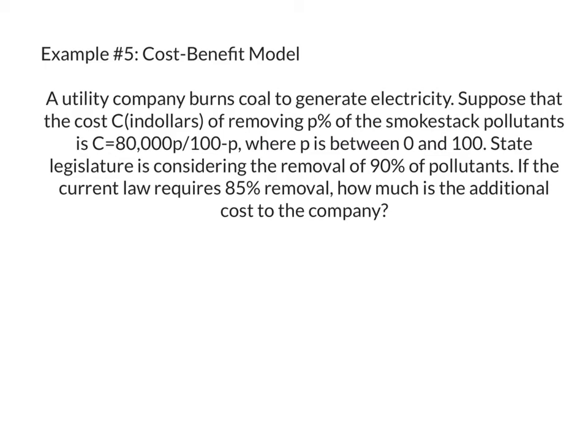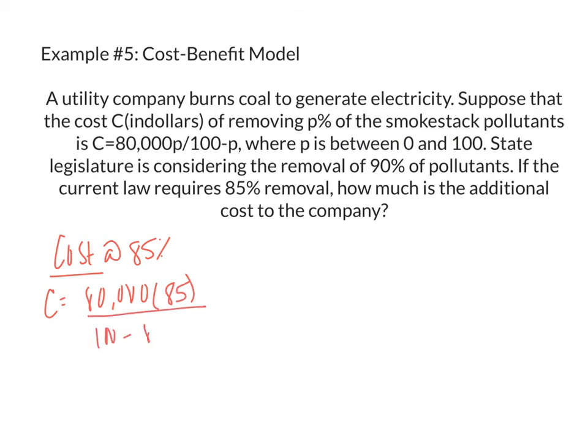First, let's find what the cost is at 85%. We would have C equal to 80,000 times P, the percentage. Now the percentage is just going to be written as 85 over 100 minus 85. If you throw that in your calculator, you'll get about 453,333.